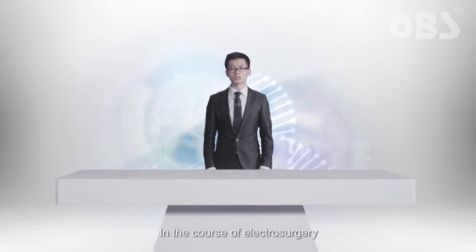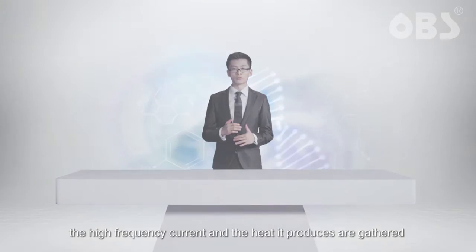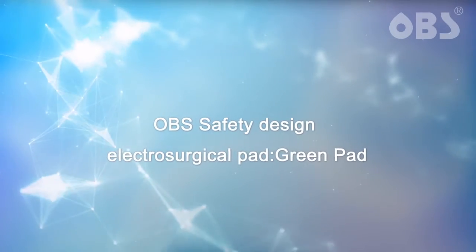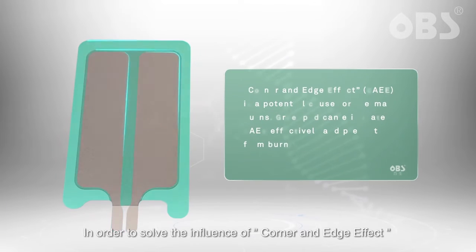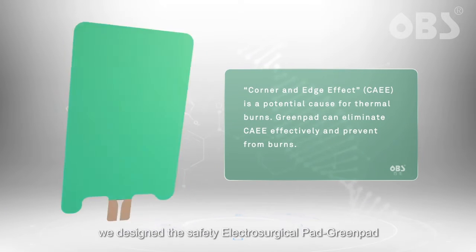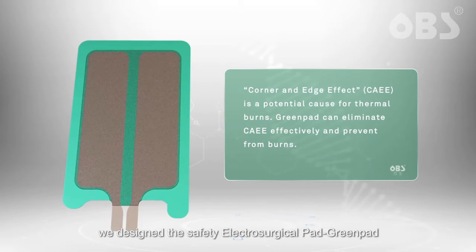In the course of electrosurgery, the high-frequency current and the heat it produces are gathered at the side of the pad toward the surgical site. This phenomenon is called corner and edge effect. In order to solve the influence of corner and edge effect and avoid burn accidents, we designed the safety electrosurgical pad, the green pad.